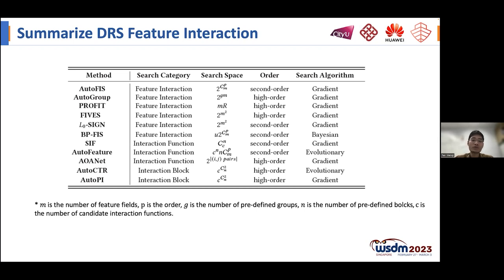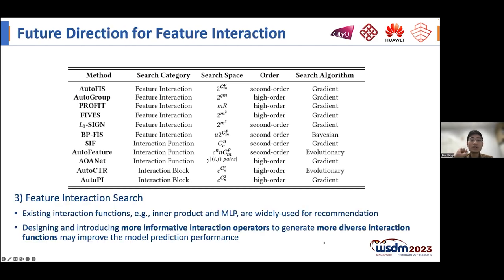predefined operations. At the same time, we can see that the existing interaction search and interaction function search methods face a huge search space, especially when considering high-order feature interactions in recommender systems, while interaction block search can reduce the search space with a more abstract space. So for these feature interactions, most existing work focuses on global feature interaction search, while personalized feature interaction search for different users remains unexplored due to the huge search space. Besides, we can consider incorporating complex interaction operators from other fields like CV and NLP to generate more diverse interaction functions in the future.